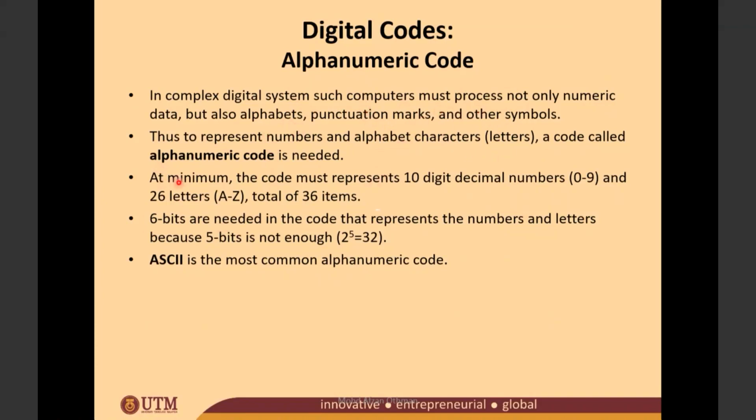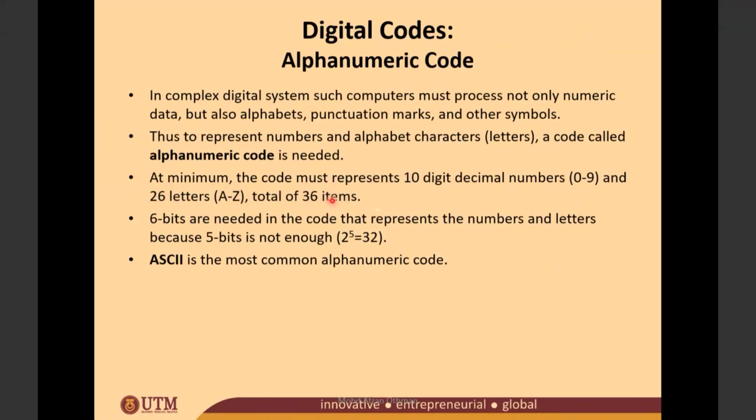Okay, so at minimum, the code must represent 10-digit decimal numbers. Okay, yang ni paling minimum lah. Okay, daripada 0 hingga 9. Okay, kamu ada 10 decimal number, 0 hingga 9. And 26 letters, which is daripada A to Z. So, A to Z ni mungkin all the letters here is capital letters, ataupun semuanya huruf kecil. Okay. So, you need to have 26 letters. And total kat sini 10 tambah 26, 36 characters. Okay. This is paling minimum lah.